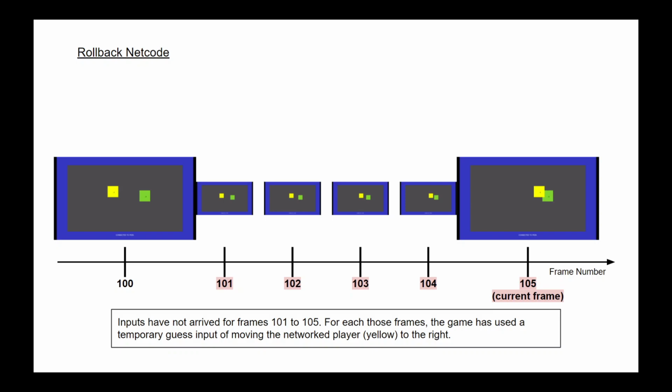In this example, the game has not received any inputs when the current frame number was 101, 102, 103, 104, and 105. So the game has moved the yellow netPlayer object here to the right as a guess on each frame.